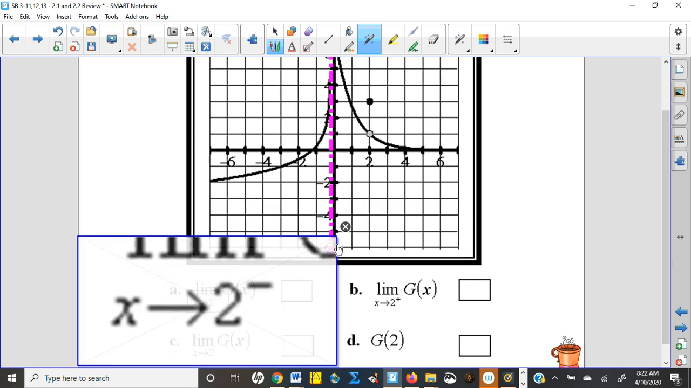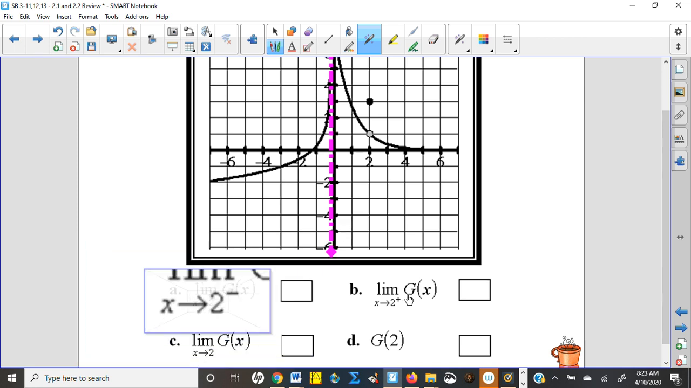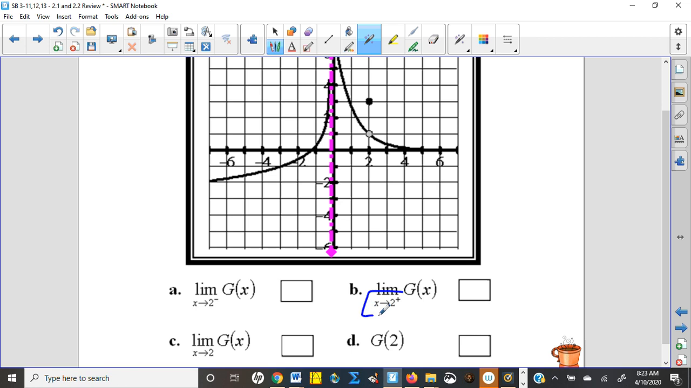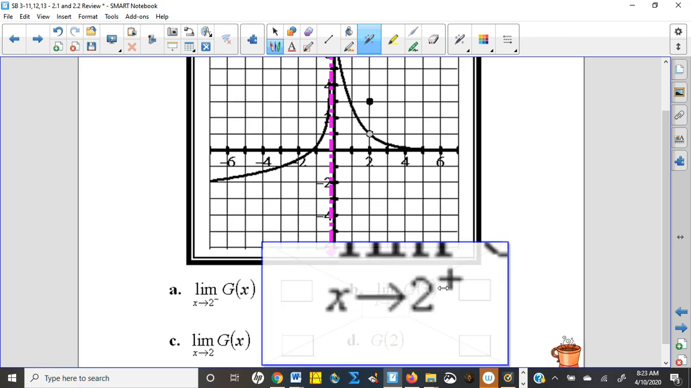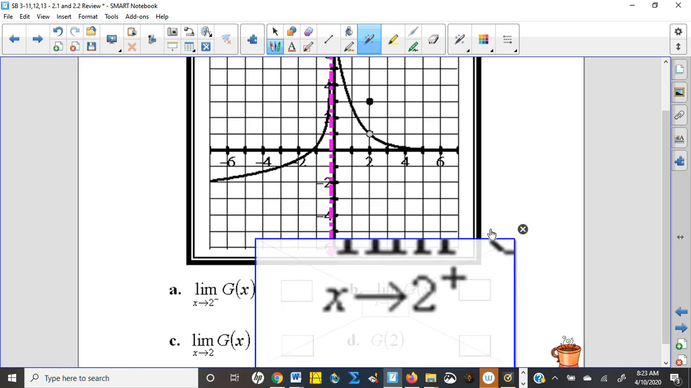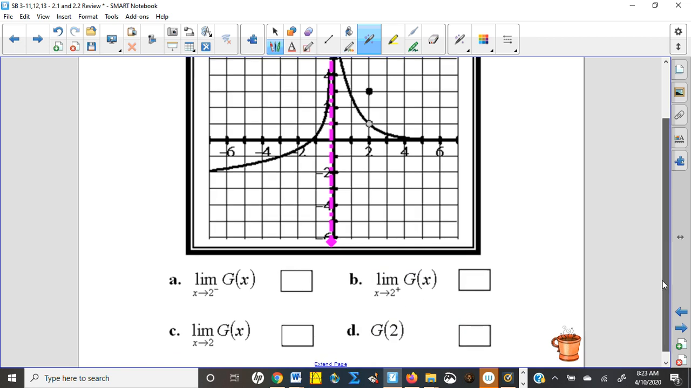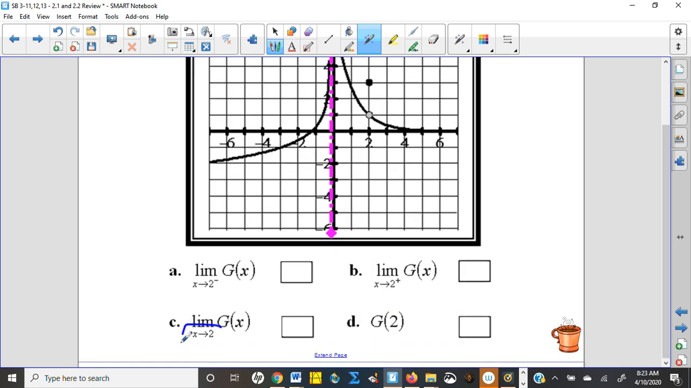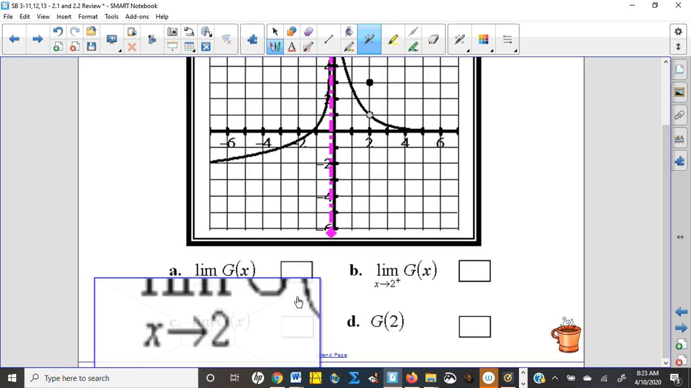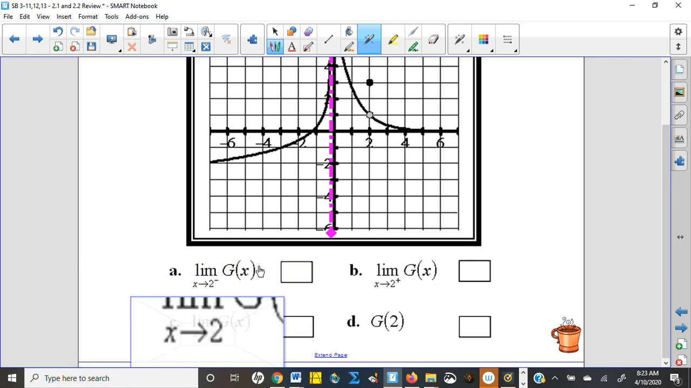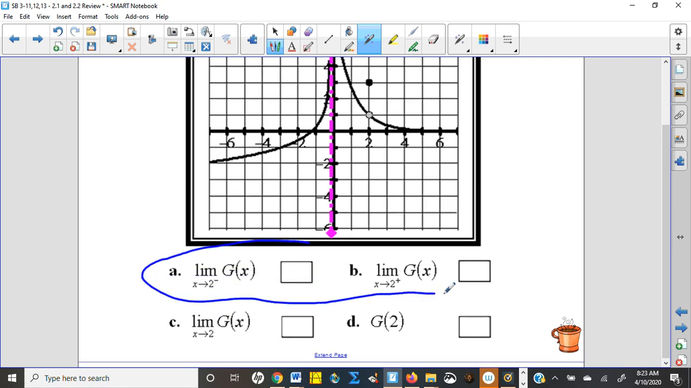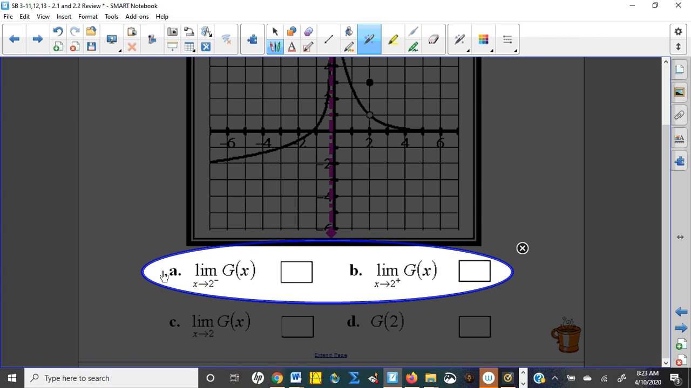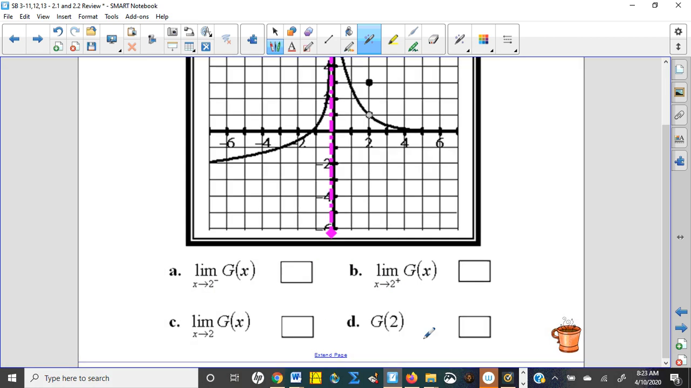What's happening at +2? What's happening as we move towards 2 from the left, and then what's happening as we move towards 2 from the right. That little plus means we're coming from the positive numbers from the right. And then, does the limit exist as we move towards 2? And your answer for this will be based on these two. These two will dictate whether or not we have an answer for part C. And then what's the function's value at 2?